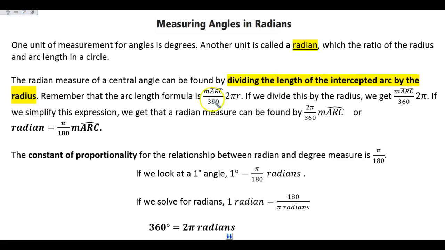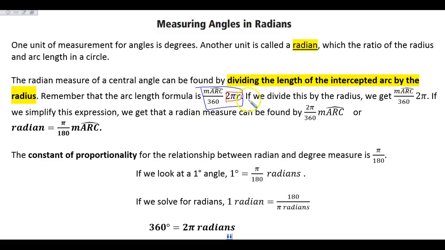When we look right here, this is our formula for finding the length of the arc. It's the degree of the arc over 360 times 2 pi r, where 2 pi r is the circumference. The degree of the arc over 360 tells you how much of the circumference we want. This is the portion of the circle that we have.